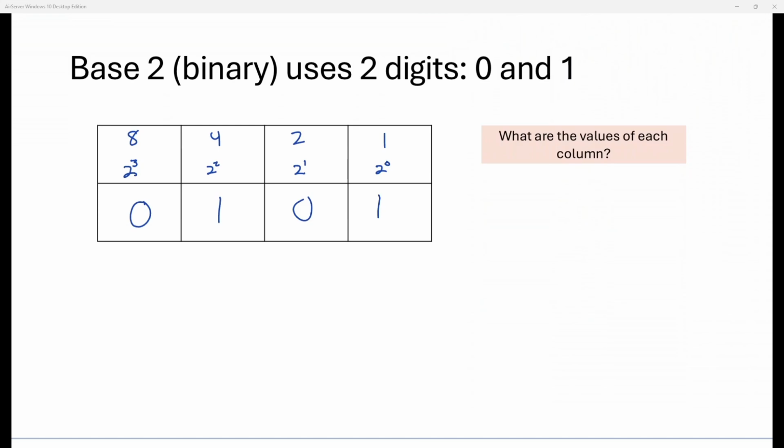And 0101 is a number that's represented, and let's see what it is. We have 1 four. We don't have any 8s. We don't have any 2s, but we do have a 1. So 0101 represents the decimal number 5.